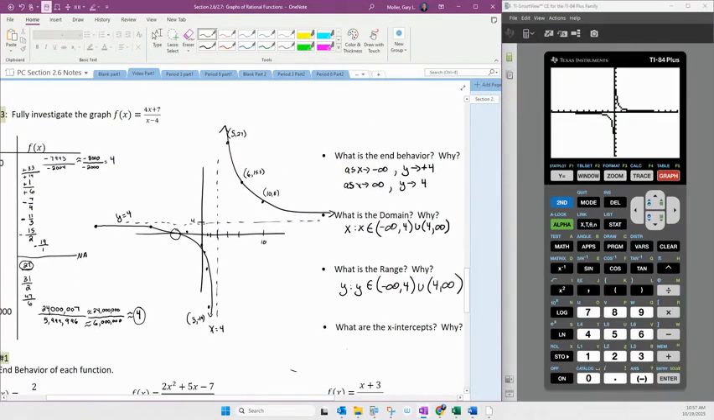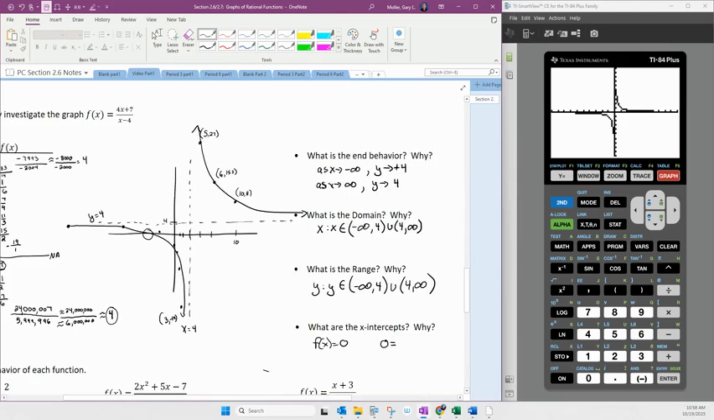So I want to know when the function equals 0. So I set the function equal to 0, and I solve it.